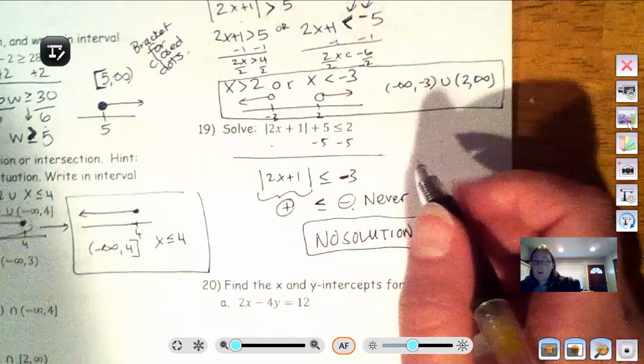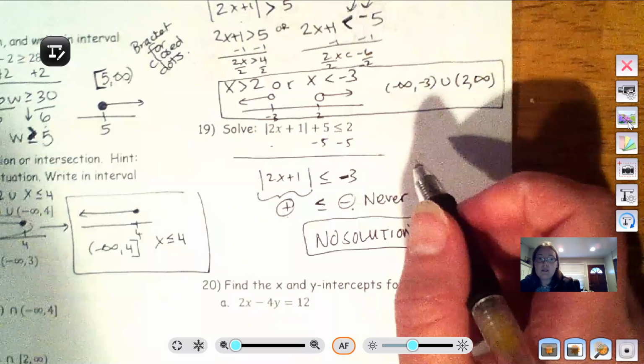So I guess the main point is on absolute value problems, it's not a bad idea to check your work and to show the check.